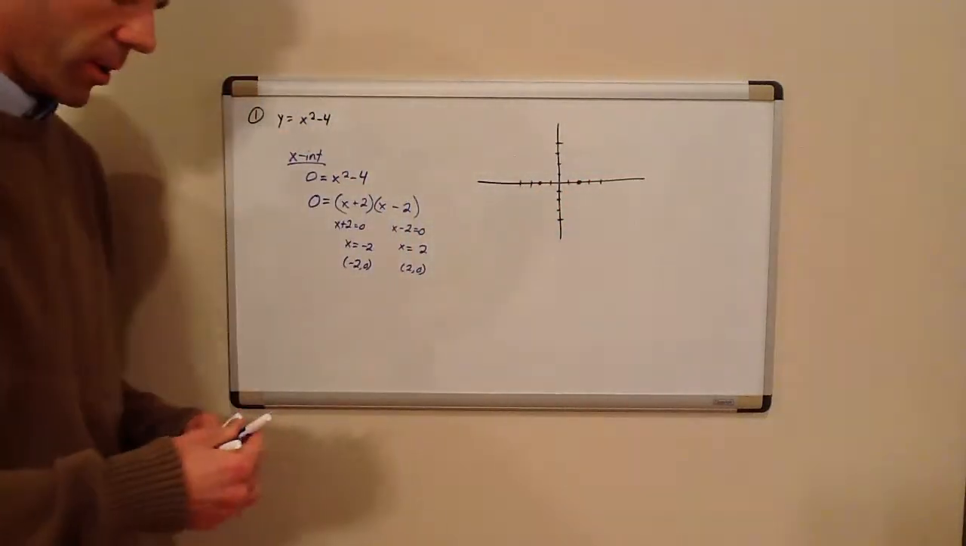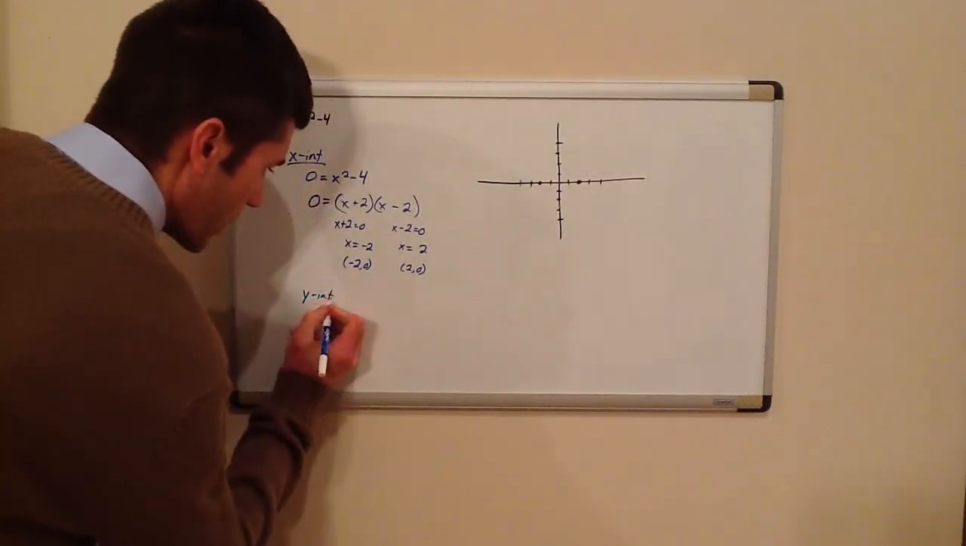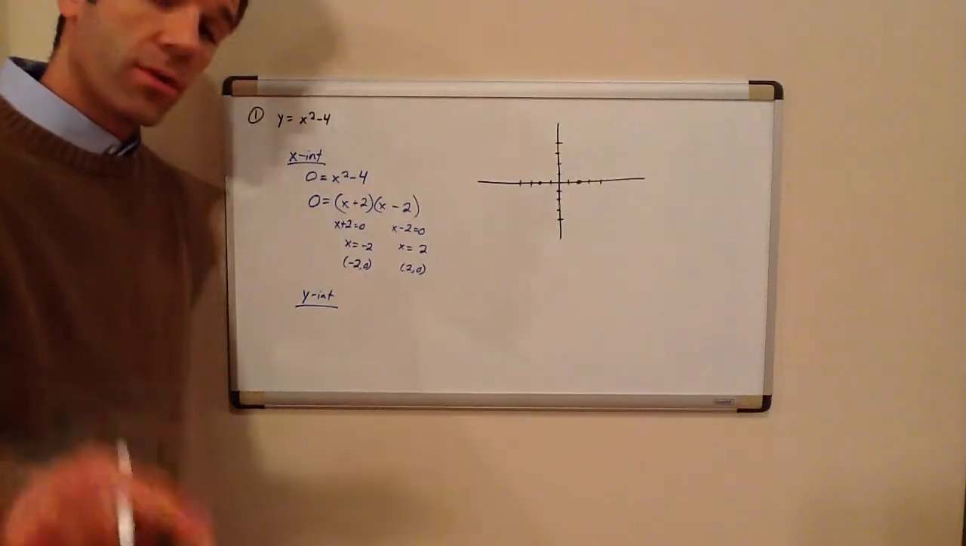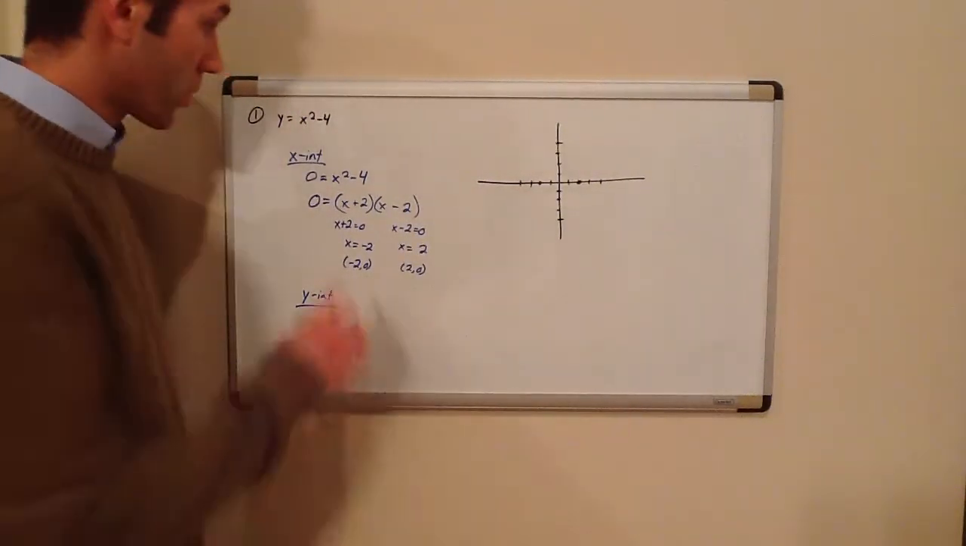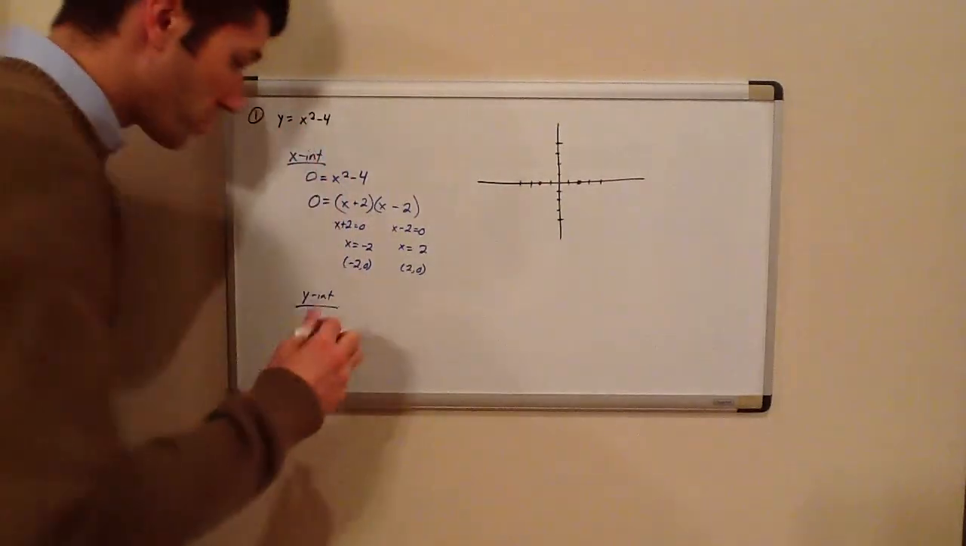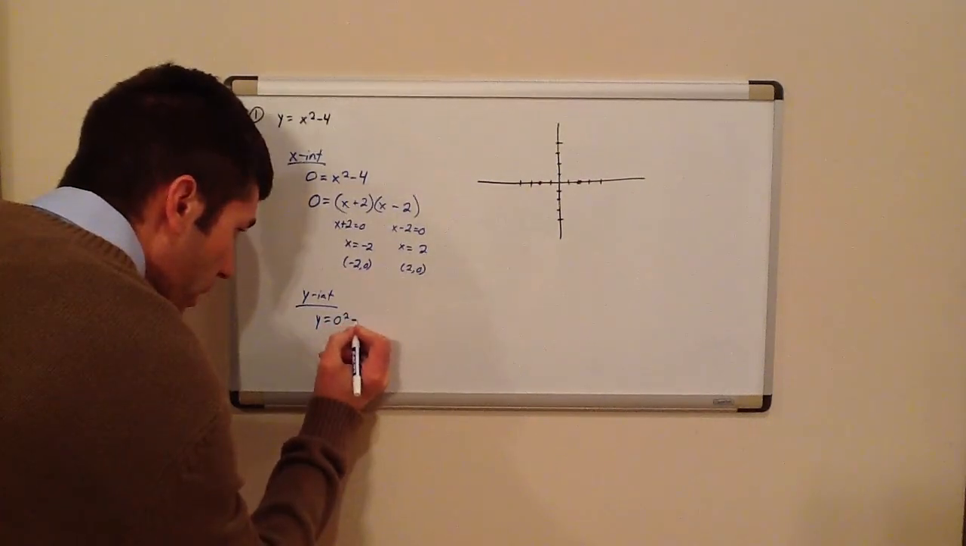Okay, let's go to the next part. The next part is the Y-intercept, and the Y-intercept is going to be what Y value you get when X is 0. So we're going back to the original problem, and we're going to plug in 0 right there. So Y equals 0 squared minus 4.